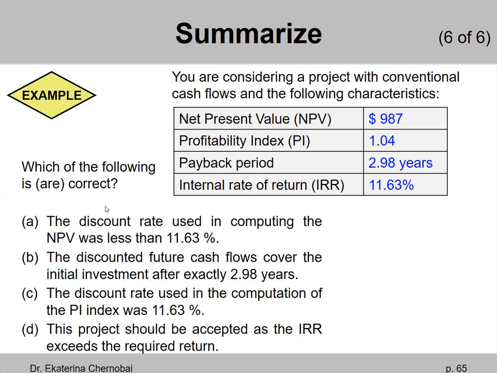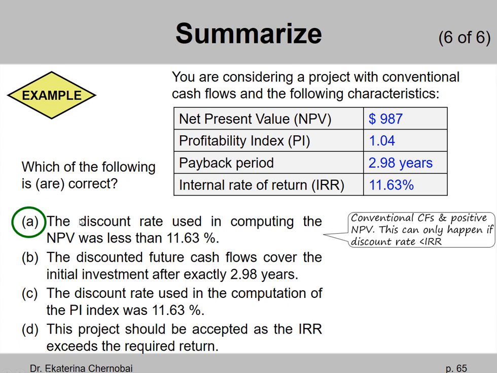Which of the following are correct? We have 4 items. A. The discount rate used in computing the NPV was less than 11.63%. Is this correct? It is correct, because 11.63% in our problem was the IRR. We also know that we are dealing with conventional cash flows. So it's a typical investment type project. And for a typical project, it's accepted when, meaning the NPV is positive, and it is, right? It's $987, when the required return is less than the IRR. And so the discount rate being less than 11.63% must be correct.